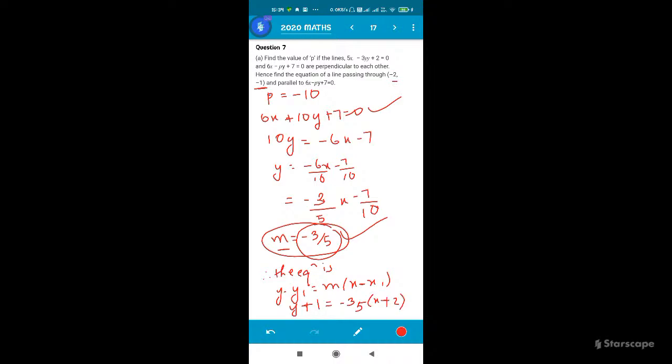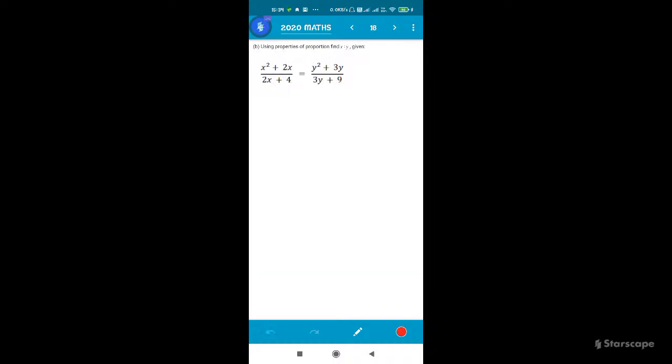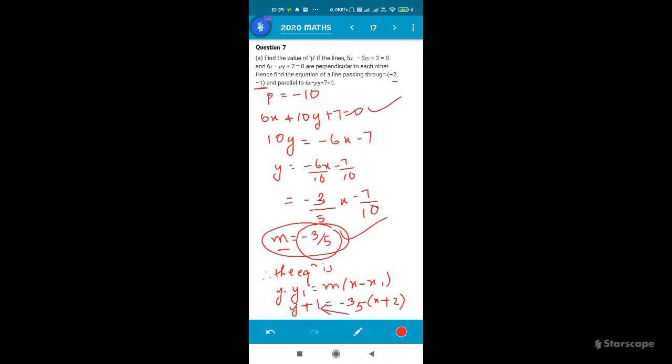So let's solve it. I'm going to take this 5 to this side. Whenever you have a fractional slope, always take the denominator to the other side. It makes it a little easier. Don't start multiplying this 3 by 5 with x plus 2. Don't do it.